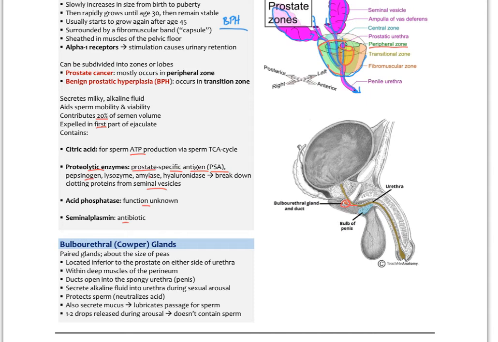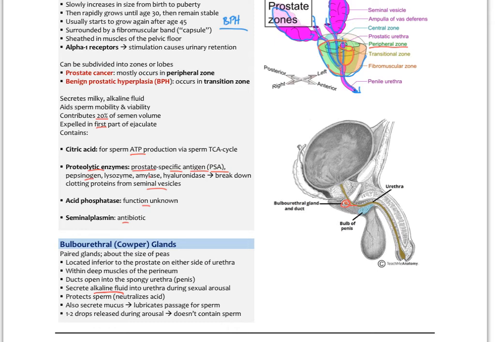The ducts will actually open into what's called the spongy urethra, which is found inside the penis, and they secrete an alkaline fluid, which is going to neutralize the acidic fluid from the prostate, and that will be released during sexual arousal. And again, that's going to help protect sperm. They also secrete mucus, and that's going to lubricate the passage for the sperm.